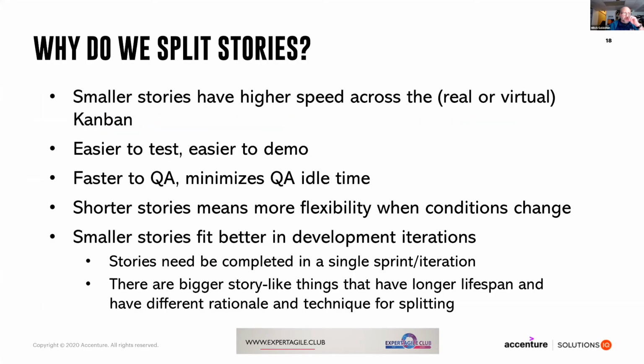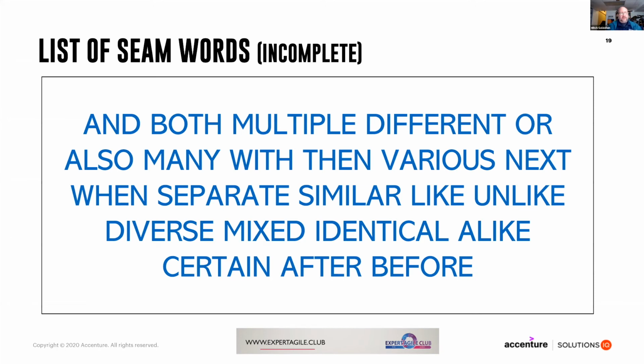So what I am advising, and I say it's an incomplete list, but I'm going to read these words to you, and I would like you all to think: what makes these words similar? What's interesting about these words? And, both, multiple, different, or, also, many, with, then, various, next, when, separate, similar, like, unlike.